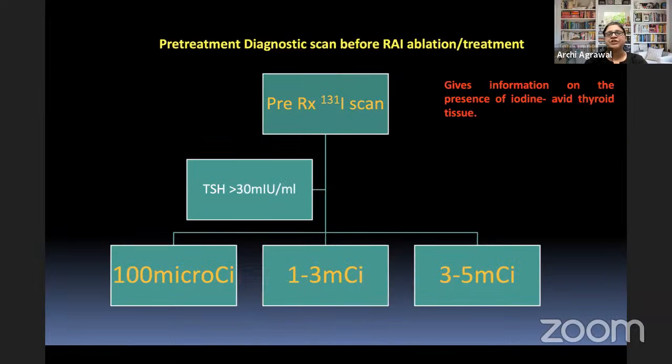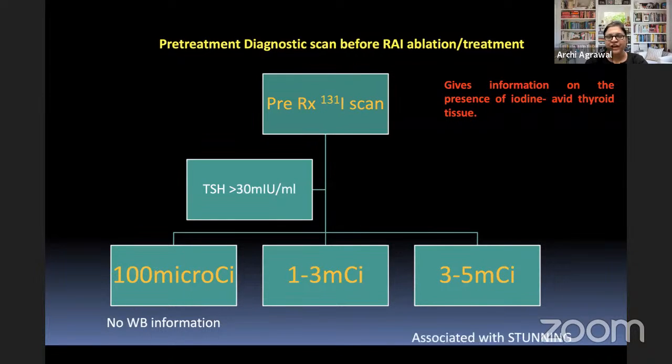So coming to the pre-treatment diagnostic scan before radioactive iodine ablation, now we have prepared the patient, TSH is more than 30. When we are doing a diagnostic scan, we can either do it with 100 microcurie, or 1 to 3 millicuries, or 3 to 5 millicuries. Now, 100 microcurie is a very low dose, so you can only image the neck with it and it does not give any whole body information. So at present, it is not followed anywhere.